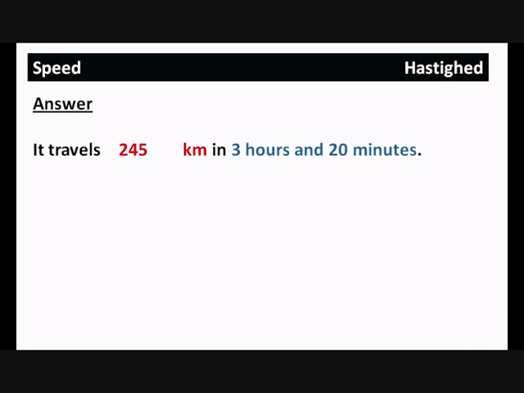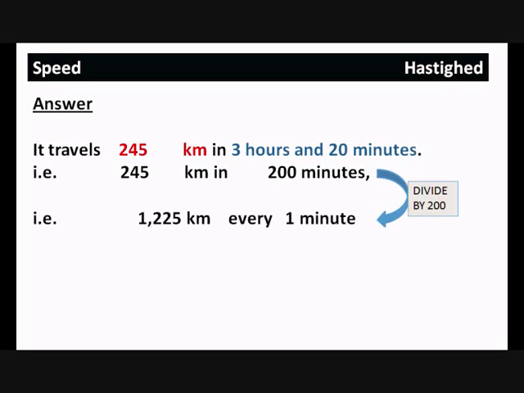So the information we have is that it travels 245 kilometers in 3 hours and 20 minutes. 3 hours and 20 minutes is 200 minutes, so that's the same as saying 245 kilometers in 200 minutes. Well, if we know how far it can go in 200 minutes, then we can work out how far it can go in 1 minute. Just divide everything by 200, and that comes to 1.225 kilometers in 1 minute.